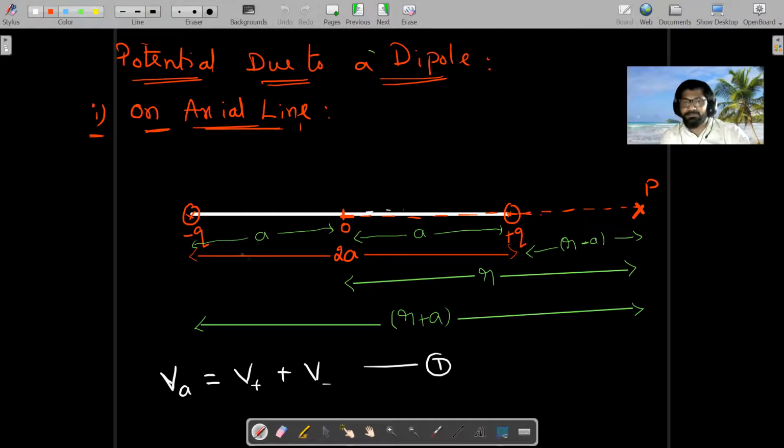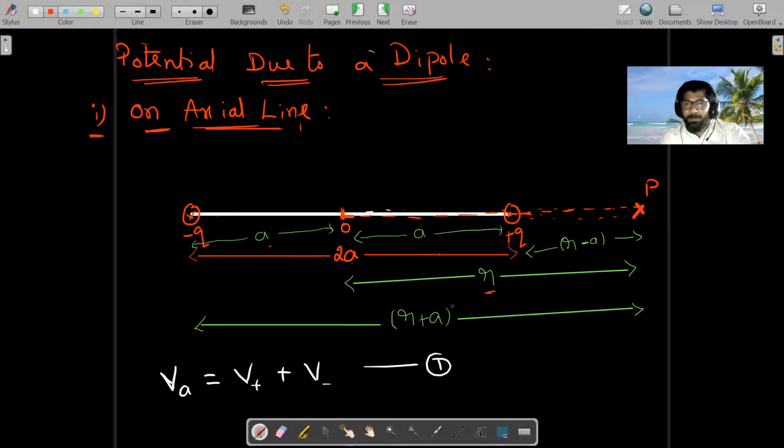To find this, let us draw the dipole. So you know, a dipole is a system of two equal and opposite charges separated by a small distance 2a. Let us mark the midpoint of the dipole as O, and as the distance between the charges is 2a, let us mark the distance of each charge from the midpoint as a and a, for convenience. And to find the potential on the axial line, let us draw a line passing through the axis and mark a point P on this axial line. Let us consider the distance of this point from the midpoint of the dipole as r.